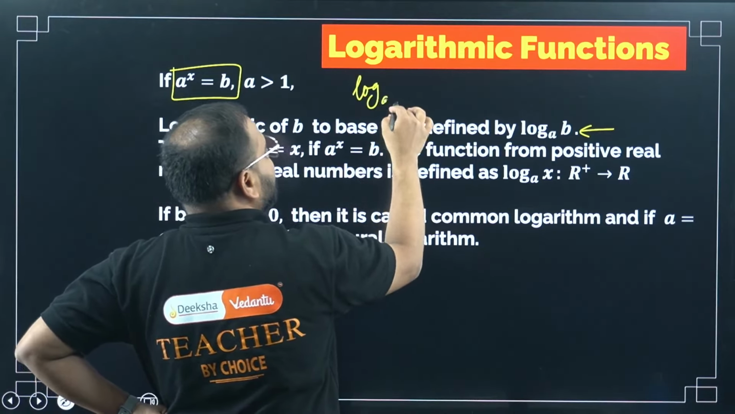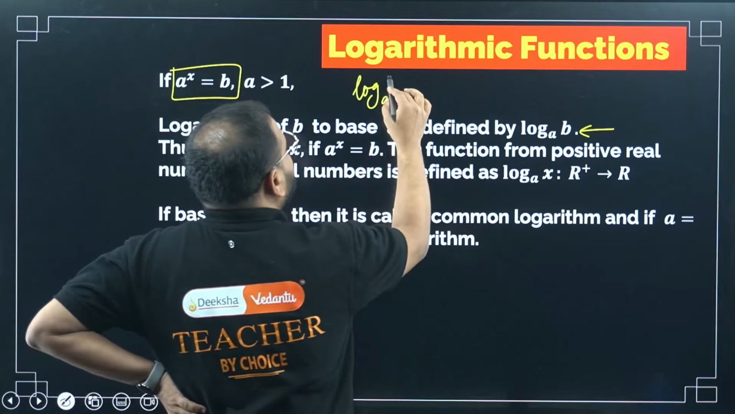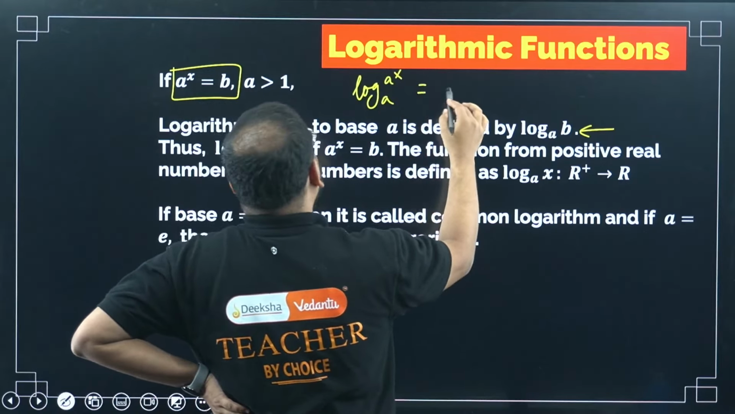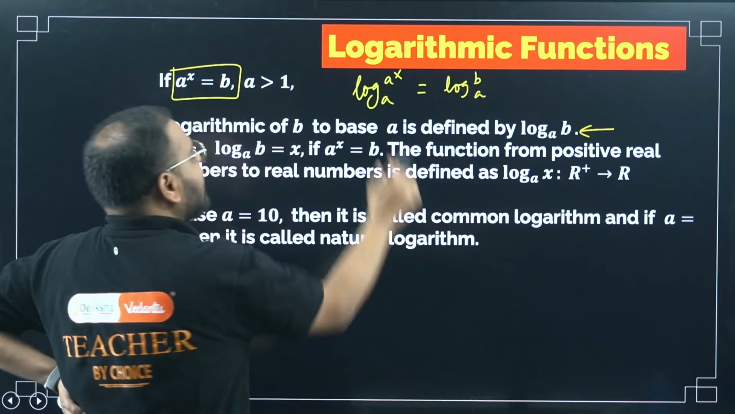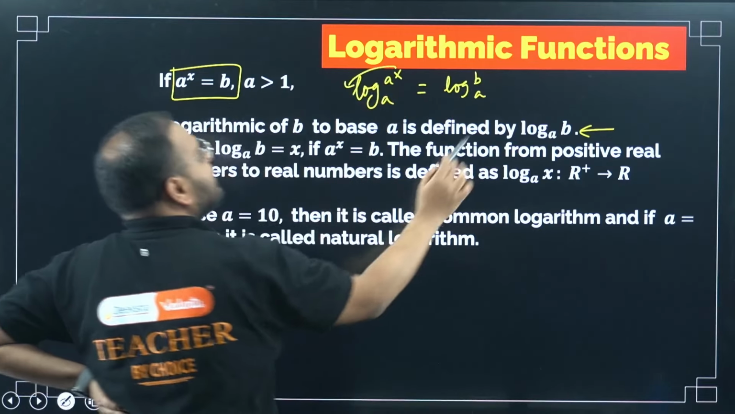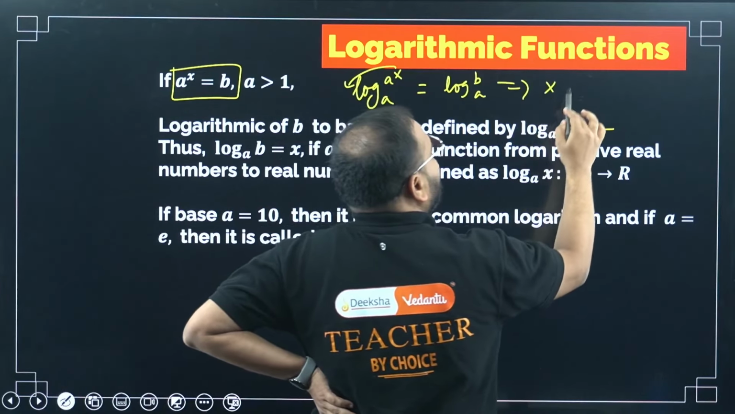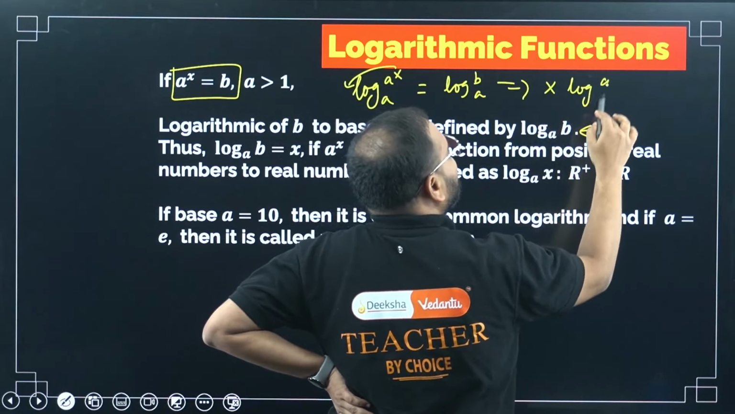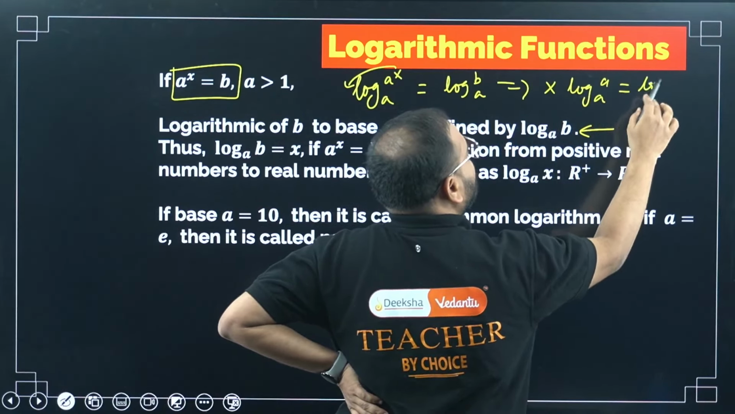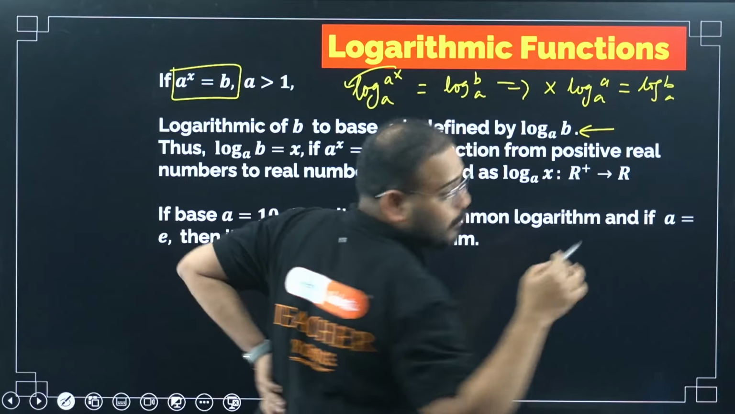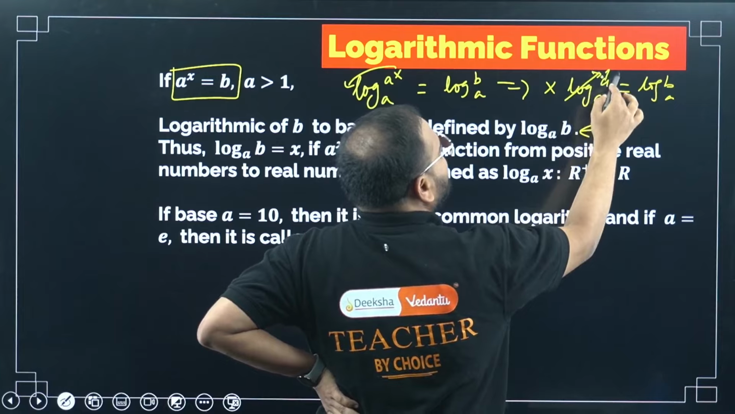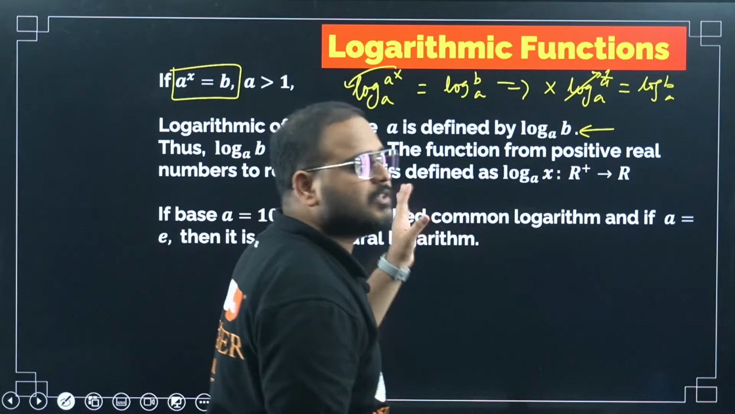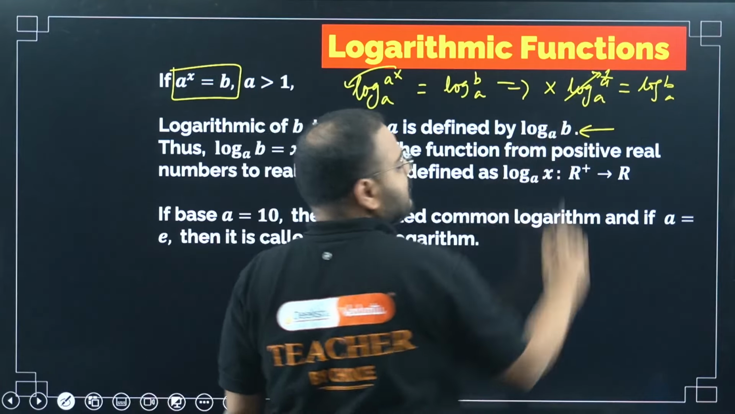Log with the base a I am applying on both sides. So a power x is there. This is going to be log of b with the base a. This x will come in front, right? So this will transform into x log a with the base a equals log b with the base a. I know everyone knows by now this is nothing but 1, always 1. Log of the same number with the same base is always 1.